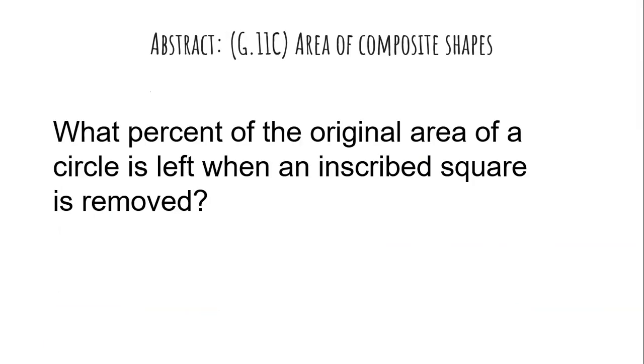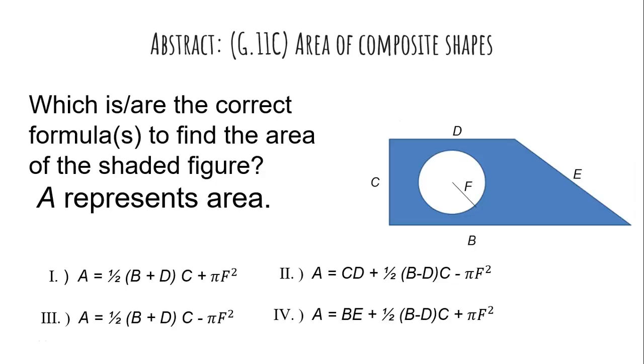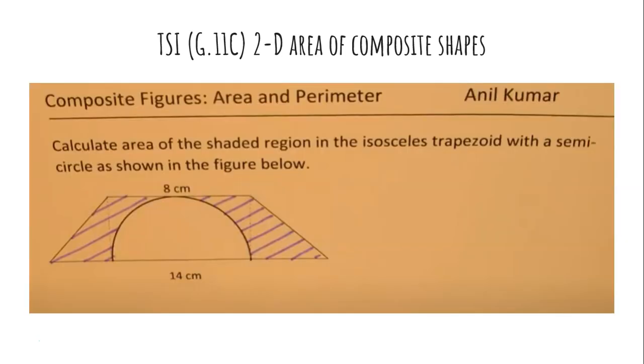In our abstract model, what percent of the original area of a circle is left when an inscribed square is removed? Students must fully understand the concept of composite area to be able to solve this problem. A representational model may help. Here is another abstract example in which students must understand the meaning of each dimension within the formulas. Here is a TSI example for two-dimensional composite shapes. Please take a moment to review.